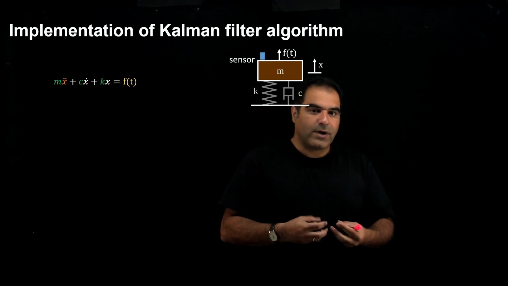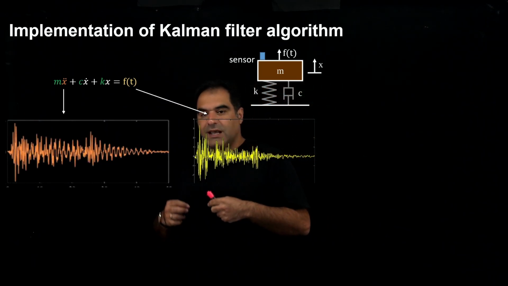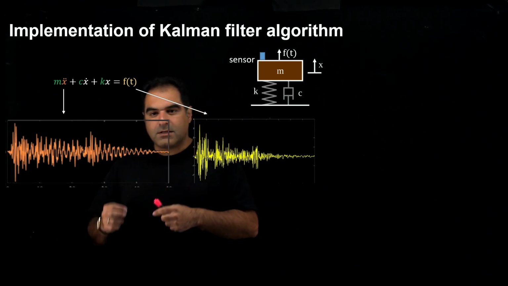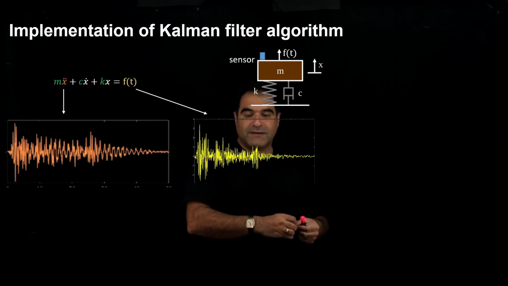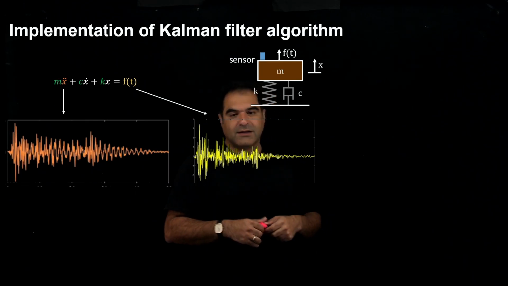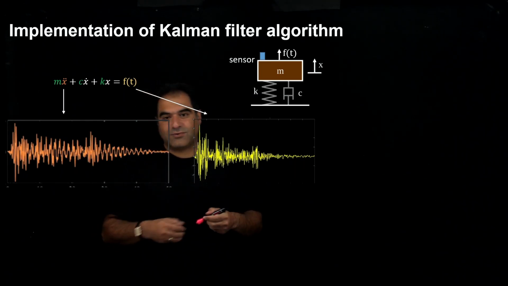Why don't we just go and integrate it? Because the sensor data we have is super noisy. And if you integrate a noisy signal, you're never going to get the true velocity and displacement signal. For this reason, we want to see if we can use a Kalman filter for this task or not.